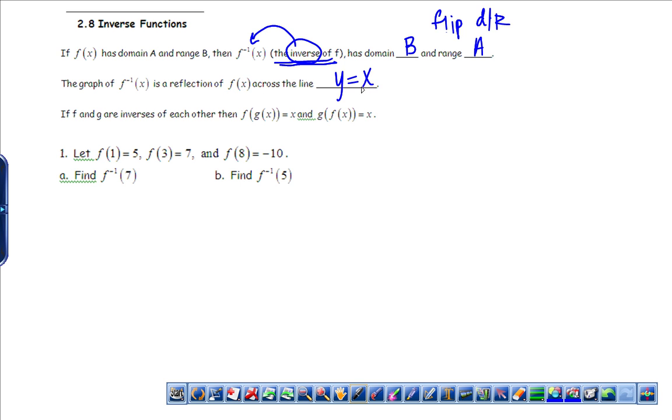And hopefully you have remembered that or have heard that before. If f and g are inverses of each other, then f of g of x equals x, and g of f of x also equals x.